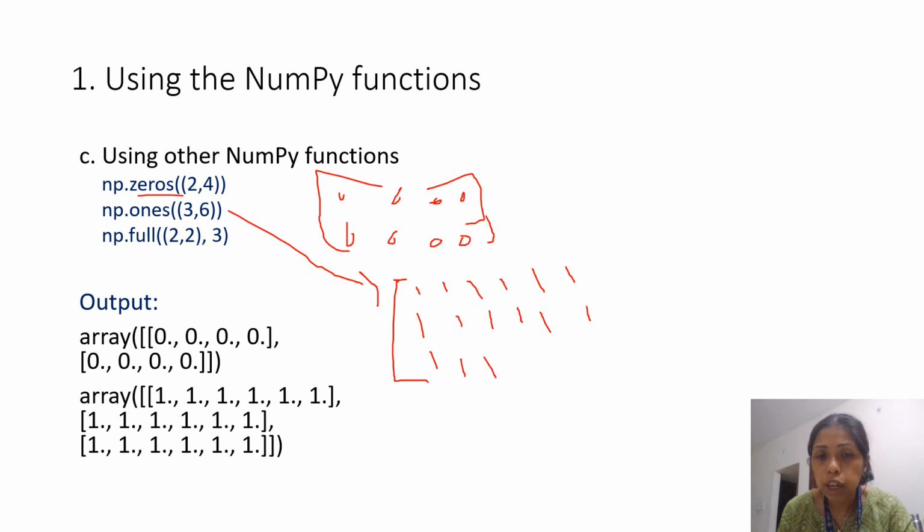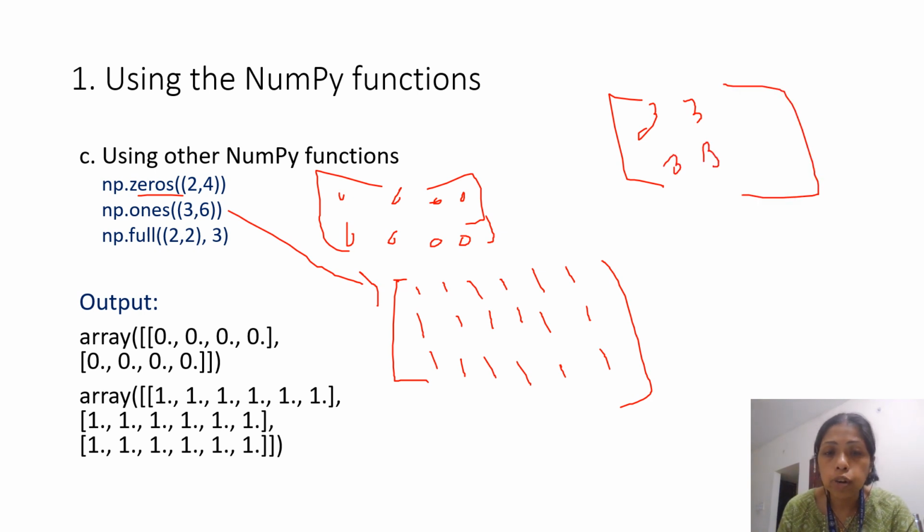1, 2, 3, 4, 5, 6. Okay, in this way you can get a value. So np.full(2, 2, 3): this is a three-dimensional array. Two is the number of rows, two is the number of columns, and the 3 means up to 3 you will give the value. Full means all the elements will be filled with the value 3.